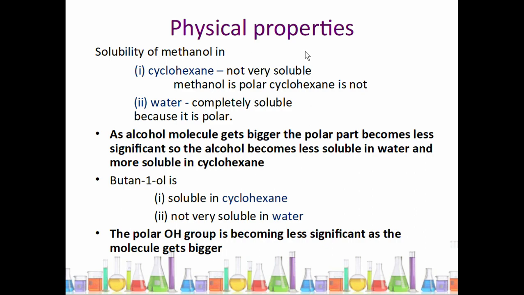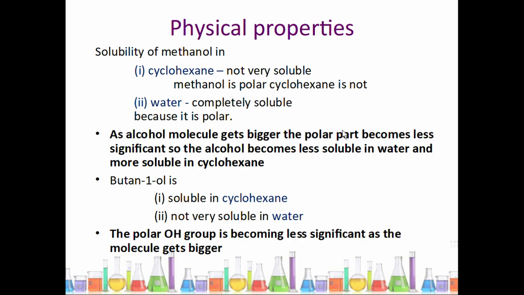Solubility then of alcohol. So methanol is not very soluble in cyclohexane because methanol is mostly polar because of that OH group. There's only one carbon in there, so the OH group is polar, and so it won't dissolve very readily in cyclohexane, which is non-polar. In contrast, it's completely soluble in water because both of them are polar substances. As the alcohol molecule gets bigger, the polar part becomes less significant. So the alcohol becomes less soluble in water and more soluble in cyclohexane.